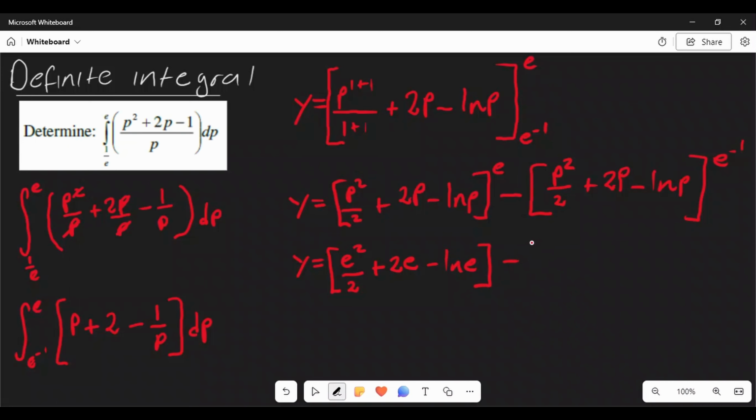Then we come to the next bracket, right? So this is going to be e to the power of negative 1, then squared, divided by 2. Remember, where there is p, we substitute e to the power of negative 1, plus 2 multiplied by e to the power of negative 1, minus natural log of e to the power of negative 1, and that is that. So when it's like this, you put this on your calculator and then you get an answer. So our answer here is going to be y is equal to 6.328. So guys, leave your answer to 3 decimal places.